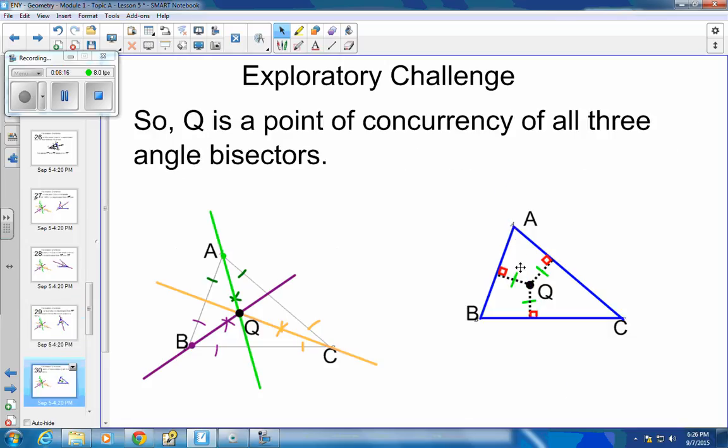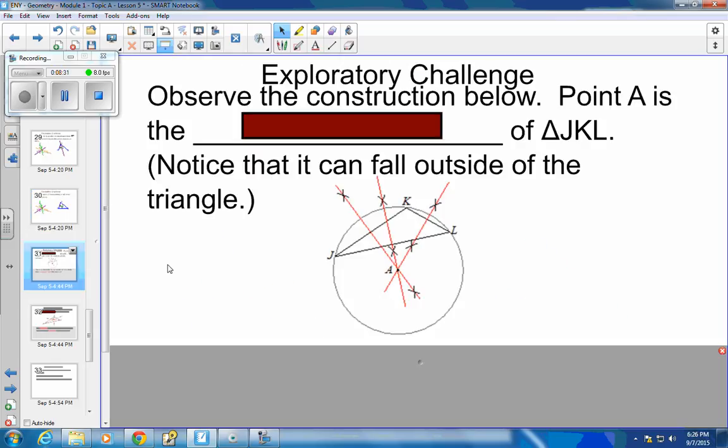So now we have this point, and it's got to be the same distance to all three sides of our triangle, as long as we go perpendicular to the sides of the triangle. And so now we have a point of concurrency. Point Q is our point of concurrency. So observe the construction below. Notice that our point of concurrency right here, are these angle bisectors or perpendicular bisectors? Take a moment and think about that.